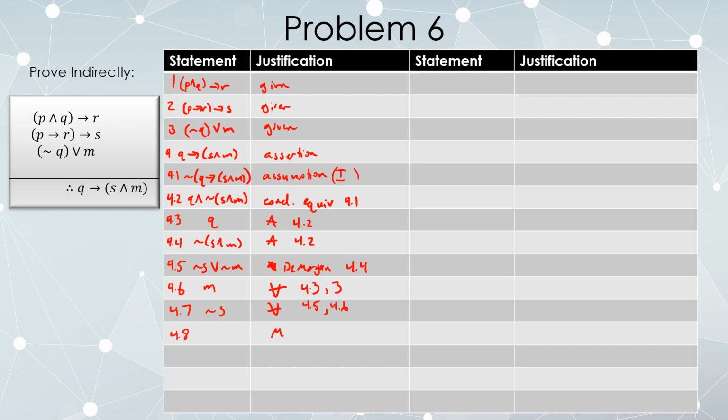If we apply modus tollens between lines 4.7 and 2, we're going to get out the negation of P implies R. And now I go back on autopilot. With a negated conditional statement, that's the same thing as hypothesis and negated conclusion. Now that we have an and, we're just going to specialize.